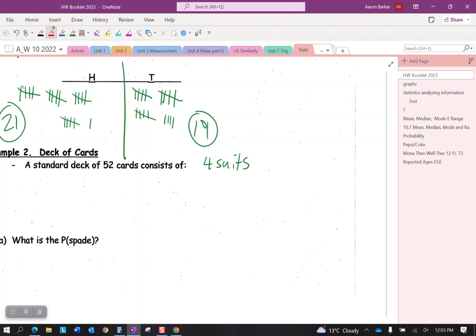Okay. There are what? Hearts, which are red. There are diamonds, which are also red. Clovers. Okay, these are also red. Oh my gosh, you guys don't know what a deck of cards looks like. Then we have spades. Okay. Spades look like kind of an upside down shovel.